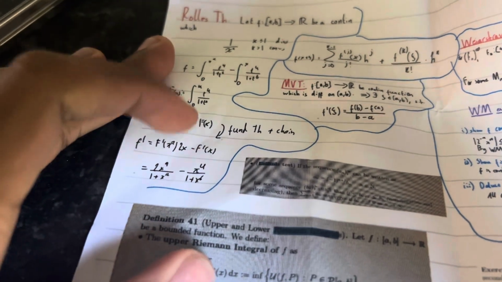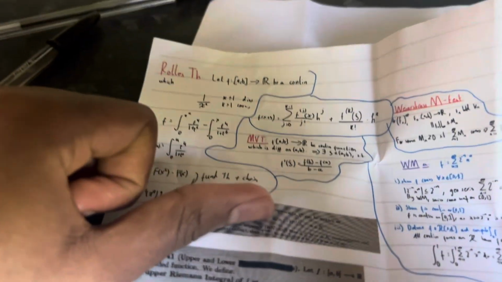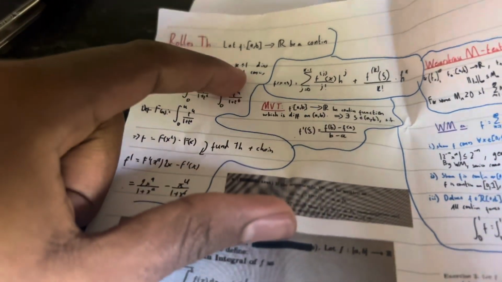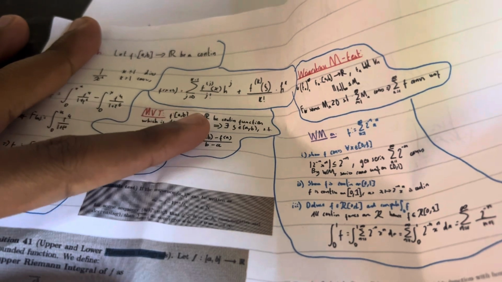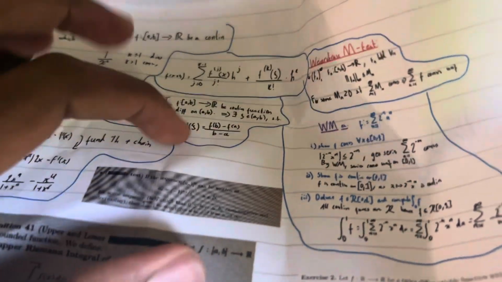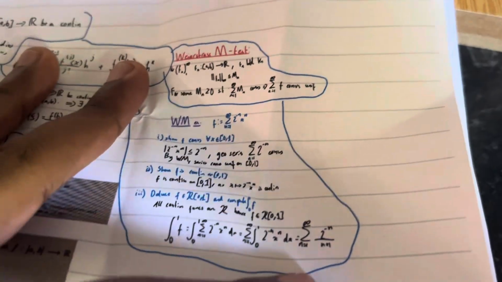This is an example of using what? Oh yeah, a question that you'll see in a second where this kind of question came up, but using the fundamental theorem of calculus and chain rule to rewrite an integral, pretty much. Taylor's theorem there, mean value theorem there, Weierstrass test right there, an example of using it.